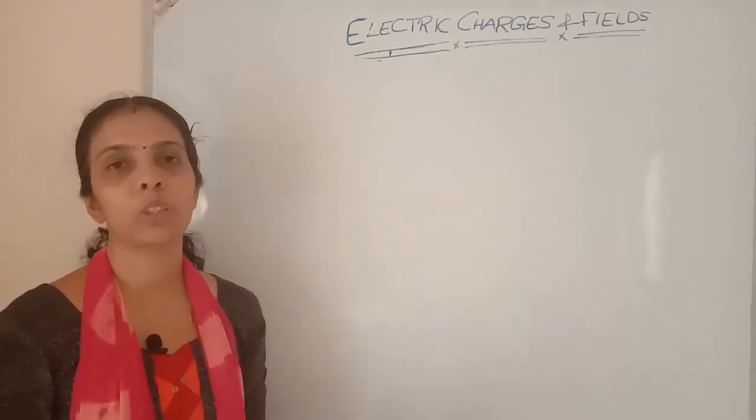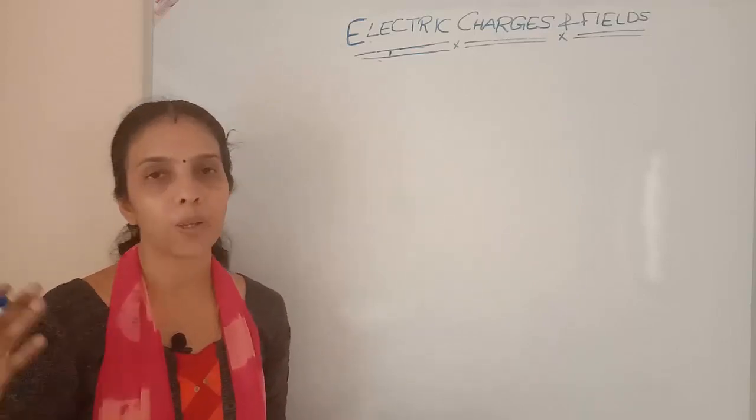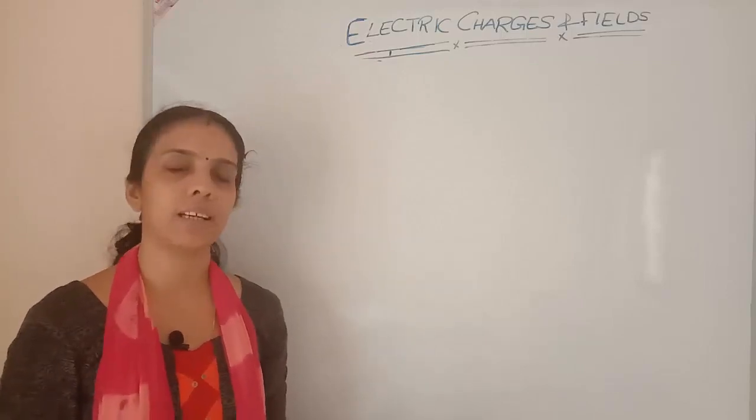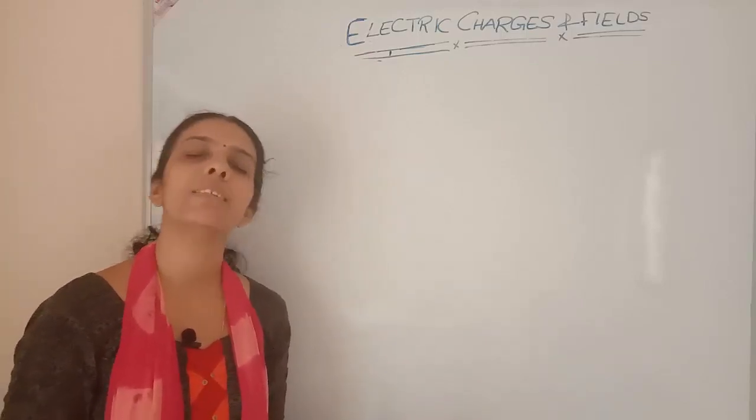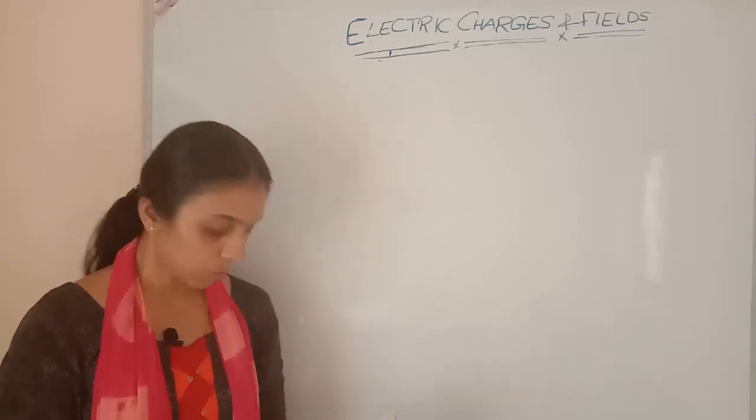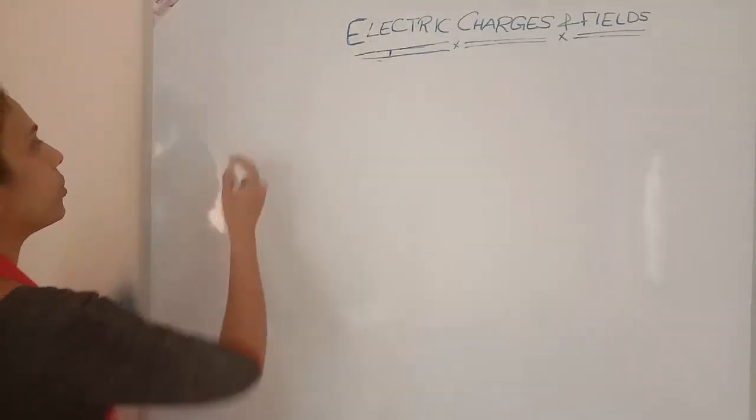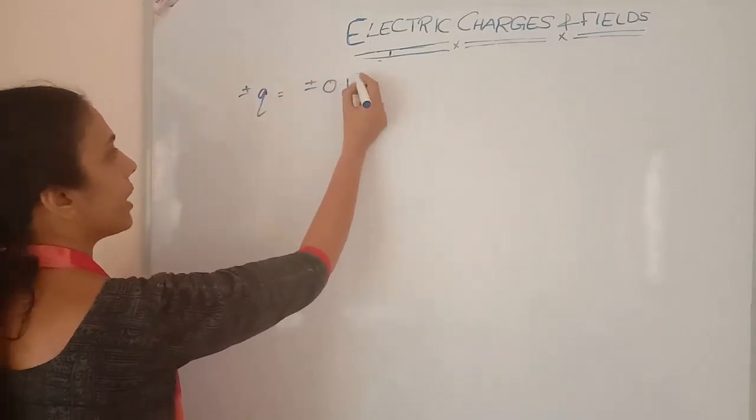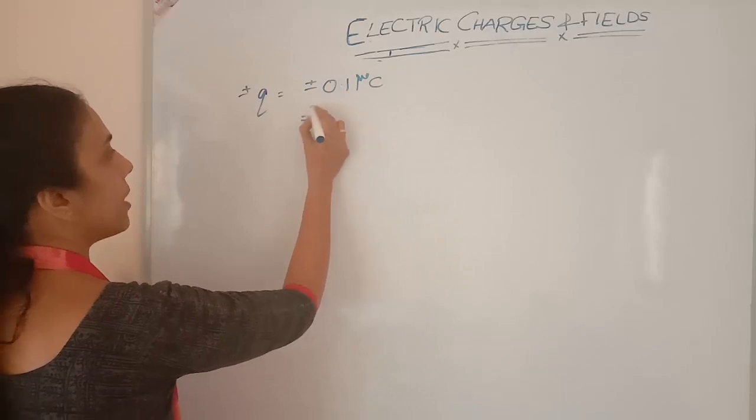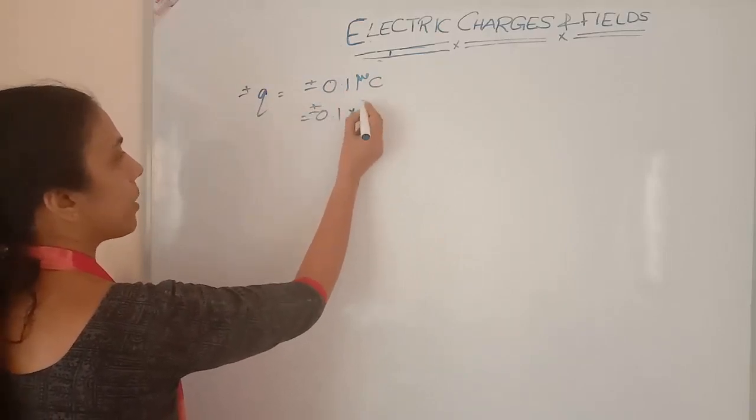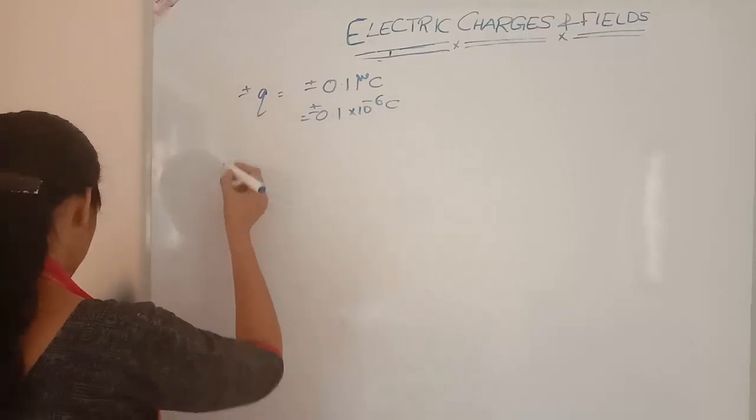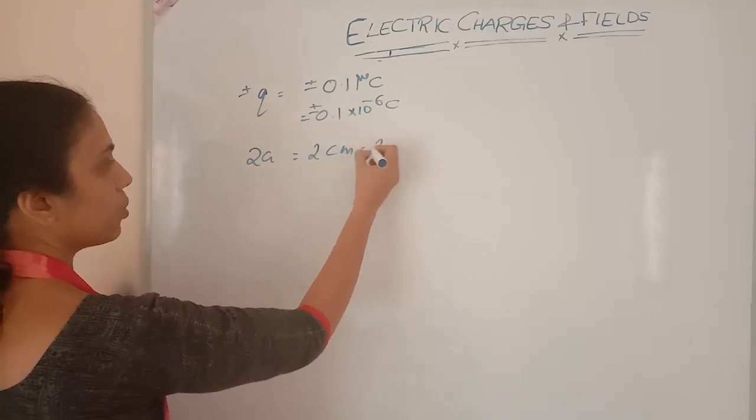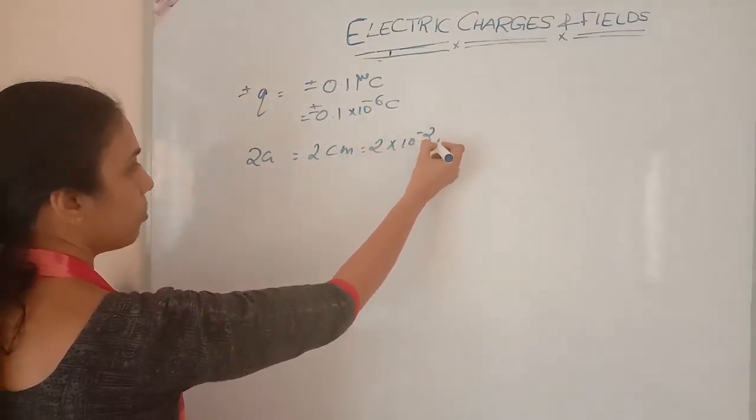Maximum value of torque, how can we find it? Torque tau equals P cross E, that is PE sin theta. When will torque be maximum? When sin theta is maximum. So here the given values are Q, plus or minus Q equals plus or minus 0.1 microcoulomb, that is plus or minus 0.1 into 10 to the power minus 6 coulomb, and it is separated by a distance of 2 centimeter, that is 2 into 10 to the power minus 2 meter.